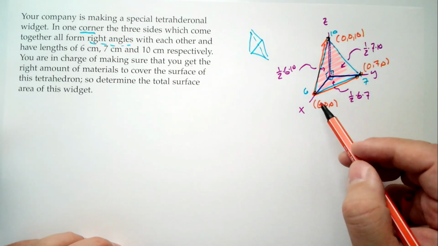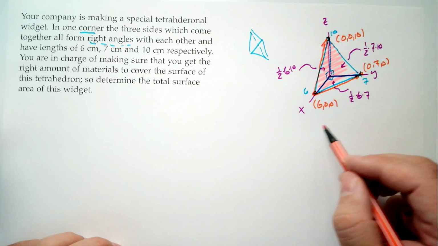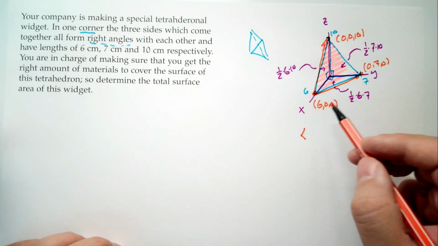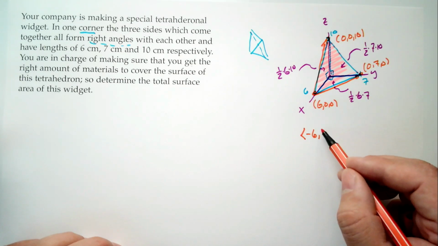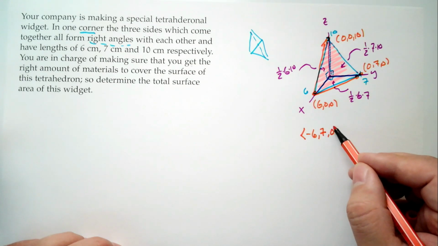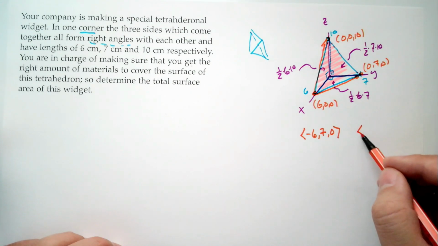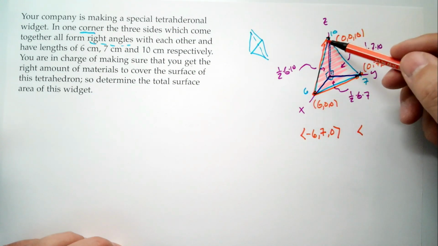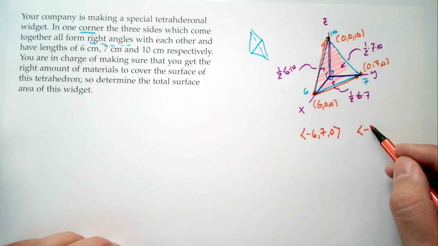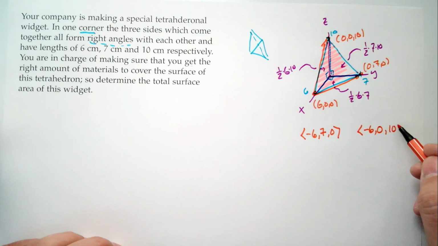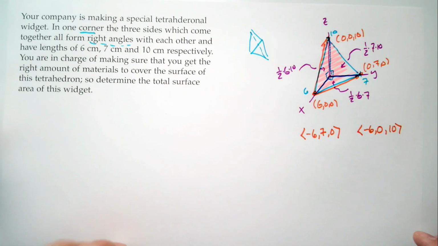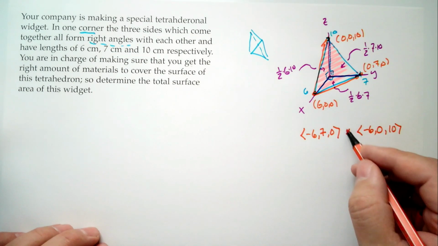Say I want to find these vectors here. So the one that goes from (6, 0, 0) to (0, 7, 0), well, you just need to know the difference, because that's what vectors measure. We went down by 6 in the x direction, up by 7 in the y direction, and our z stayed the same. On the other hand, if I go from (6, 0, 0) to (0, 0, 10), I'm going to go down by 6 in the x again, but this time the y stays the same, and we go up by 10 in z. Now we have vectors.